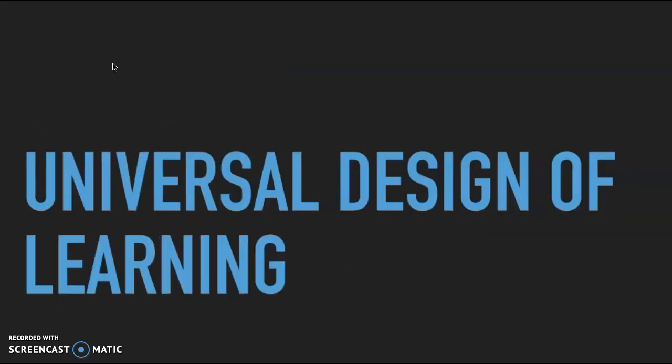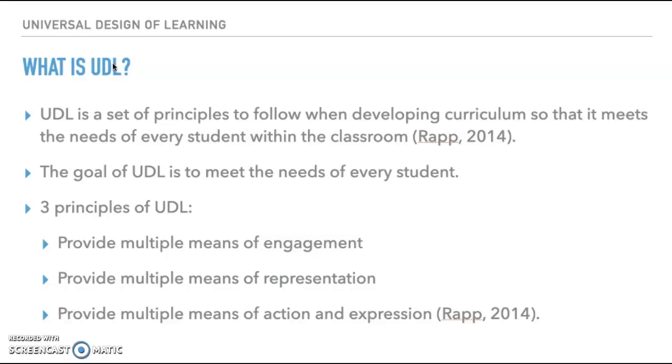Universal design of learning. What is UDL? UDL is a set of principles to follow when developing a curriculum so that the needs of every student within the classroom are met. UDL's goal is to meet the need of every child. There are 3 principles of UDL: multiple means of engagement, multiple means of representation, multiple means of action and expression. Engagement is different ways students participate in the lesson. Representation is different ways students can learn the lesson. Expression is different ways students can show what they have learned.